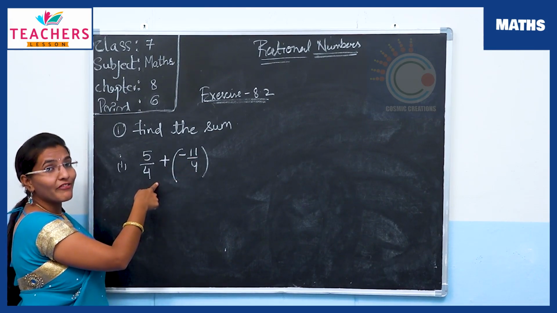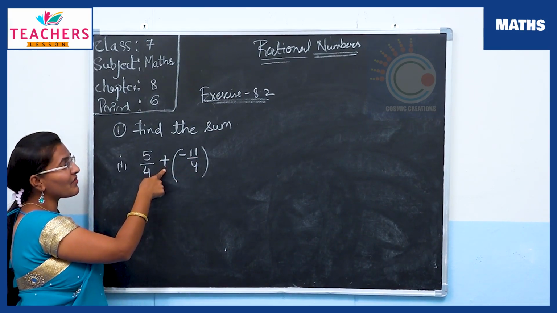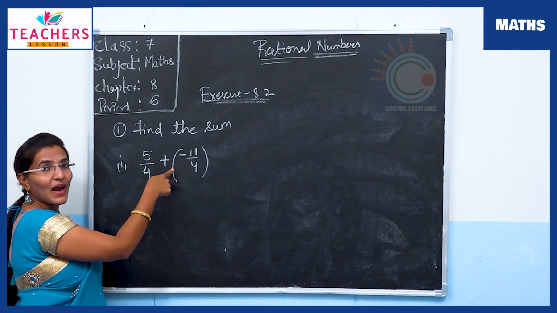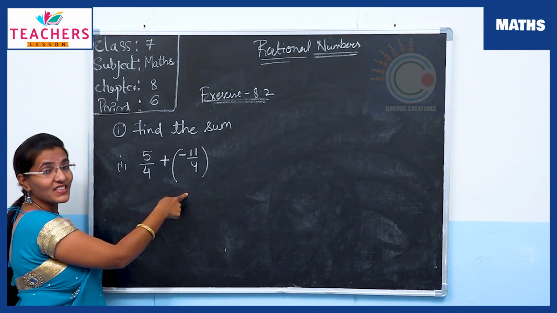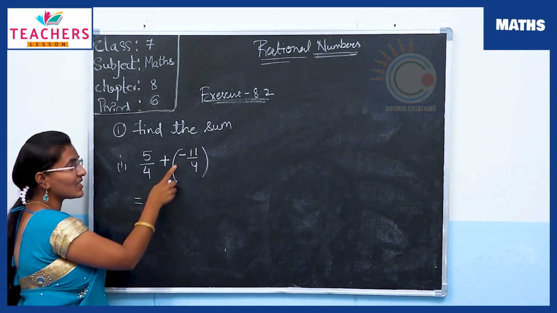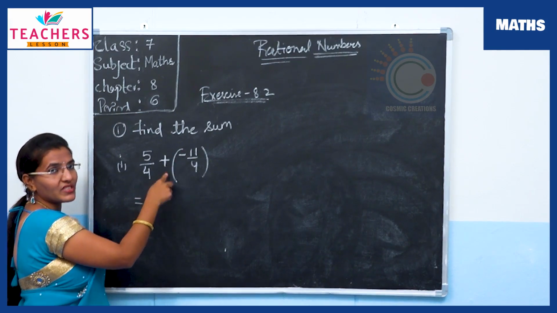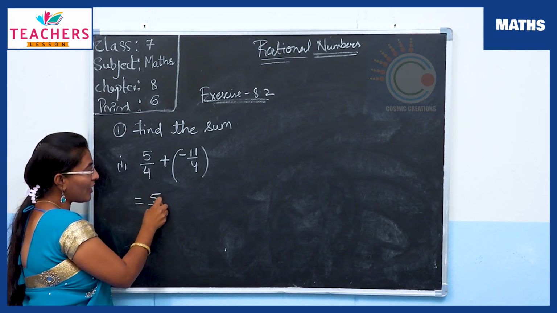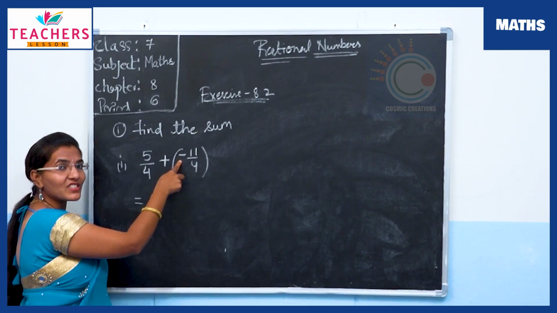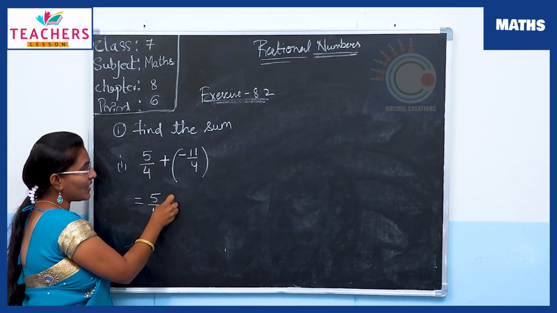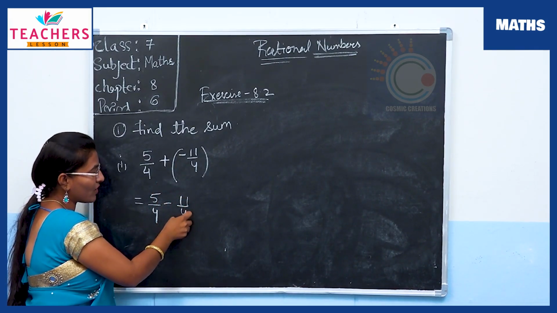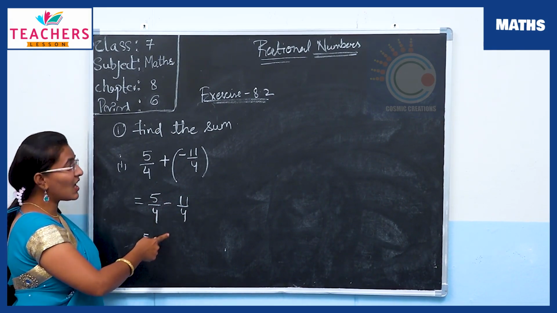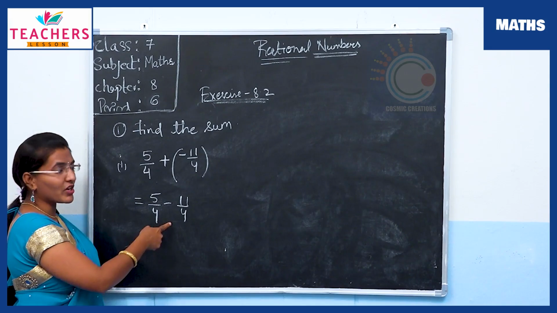Students, carefully observe here. They have given plus and bracket minus 11 by 4, isn't it? We first have to take the sign outside, that means we have to open the brackets, right? So how do you do it? 5 by 4 plus into minus is minus, right? Minus 11 by 4. Now we have to perform the operation on what we got.